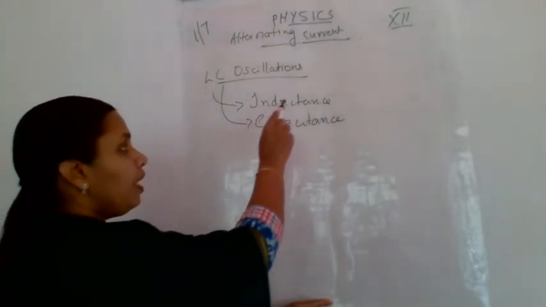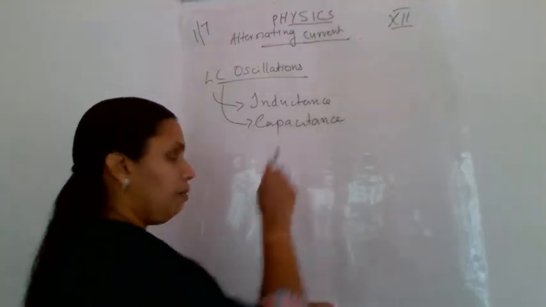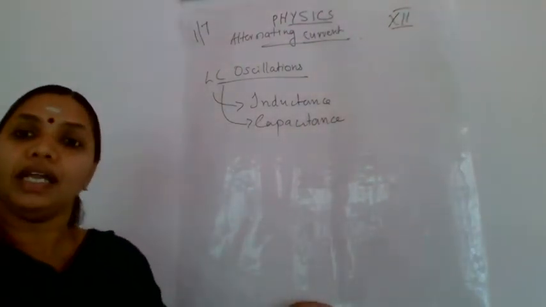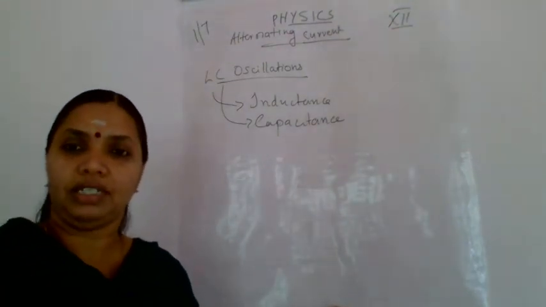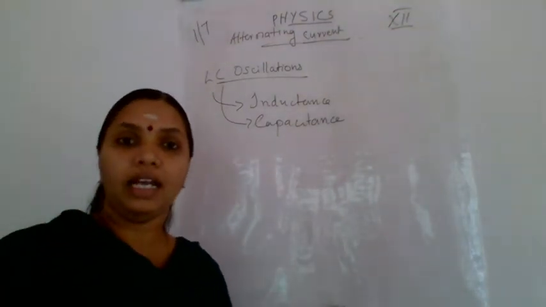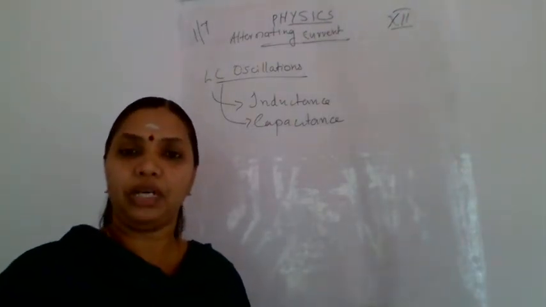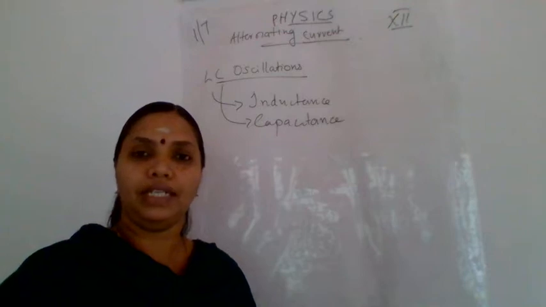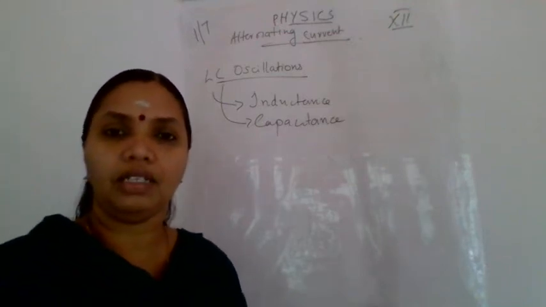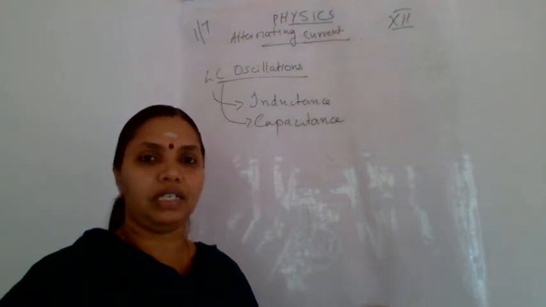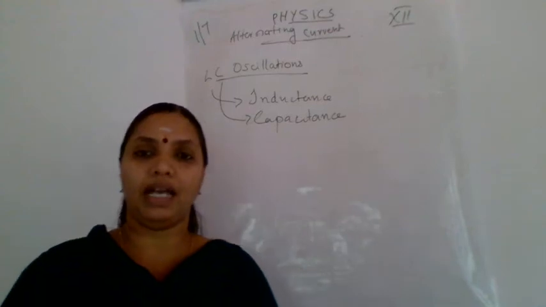So if you have a parallel connection of this inductor and capacitor, it produces electrical oscillations with a constant amplitude or frequency. Such oscillations are known as LC oscillation. It is called an LC oscillation, that is, when a capacitor and inductor are connected parallelly.